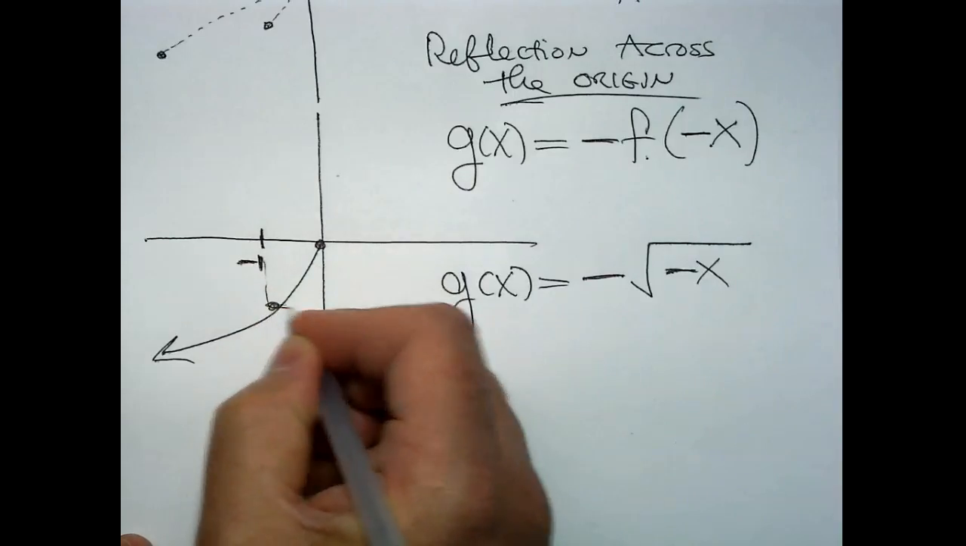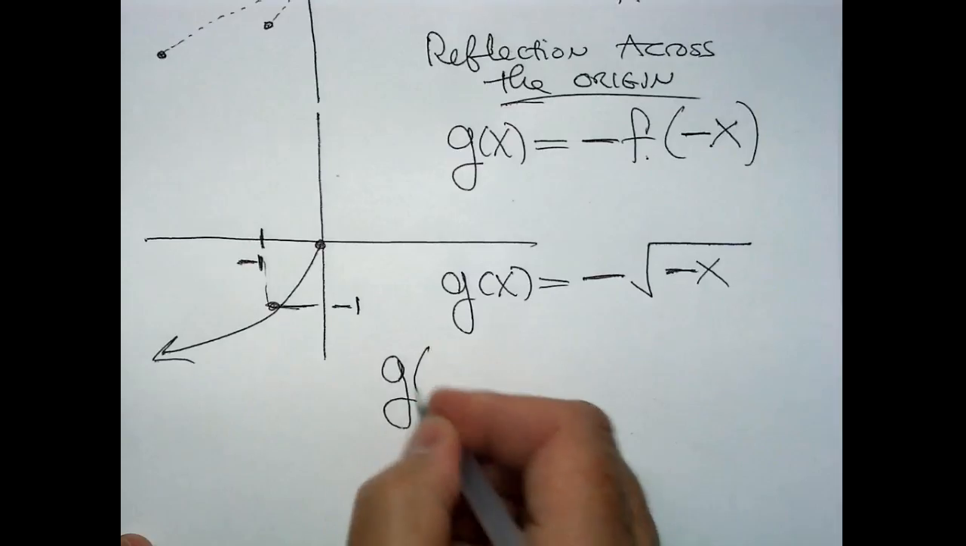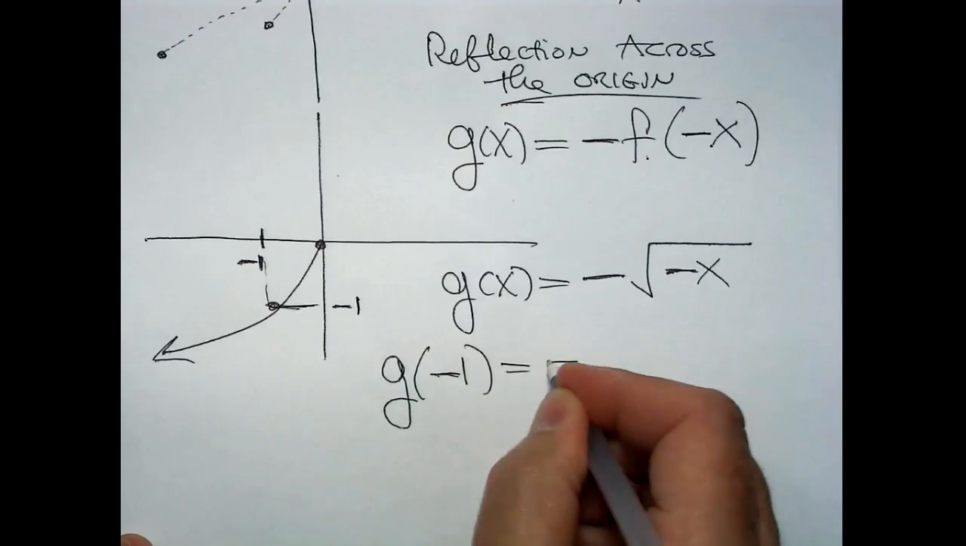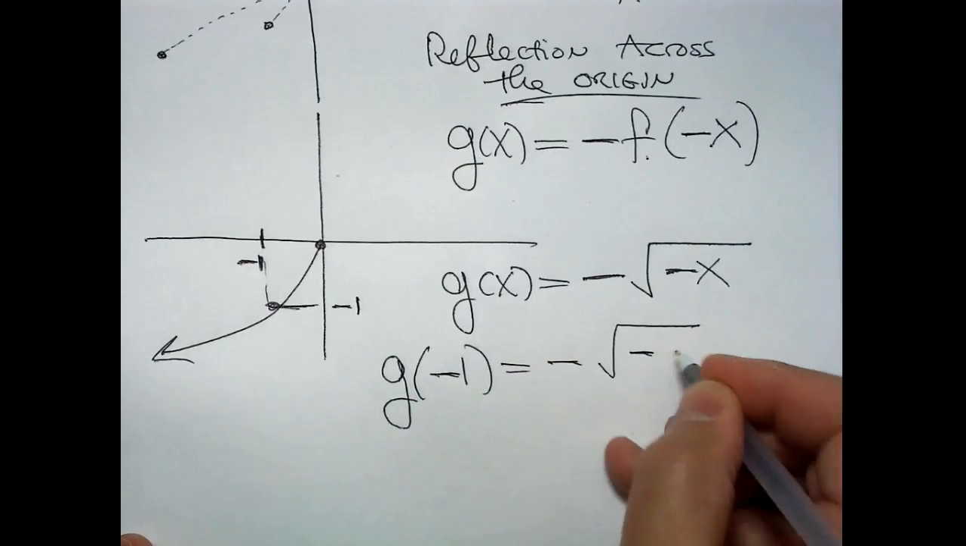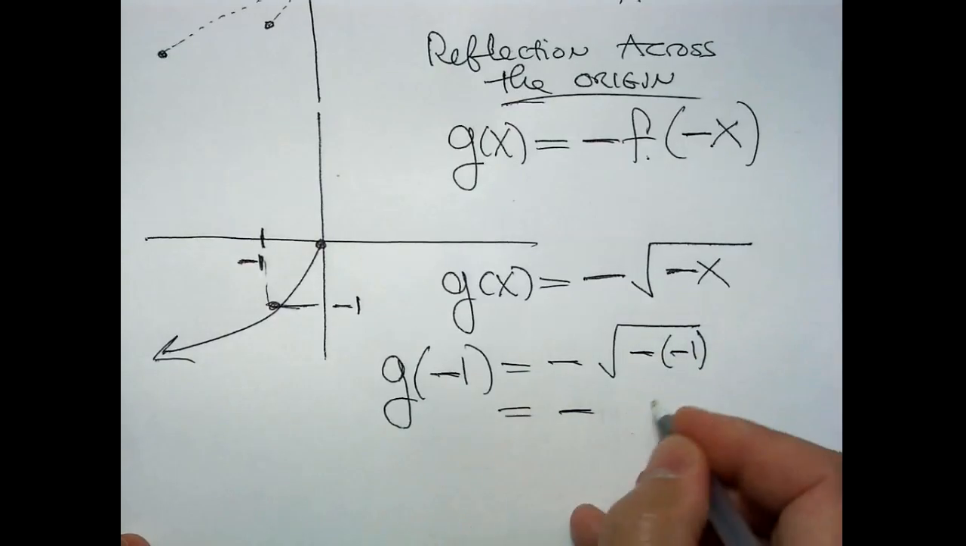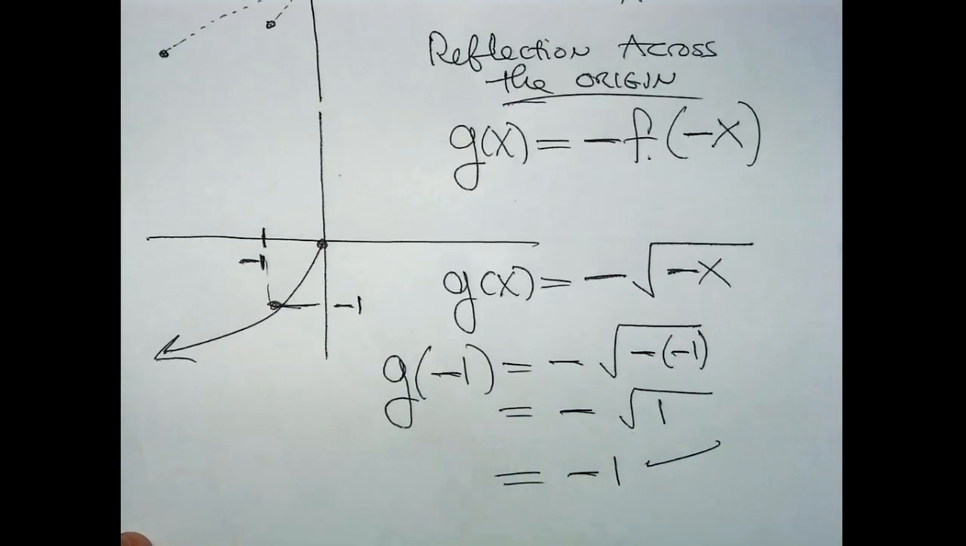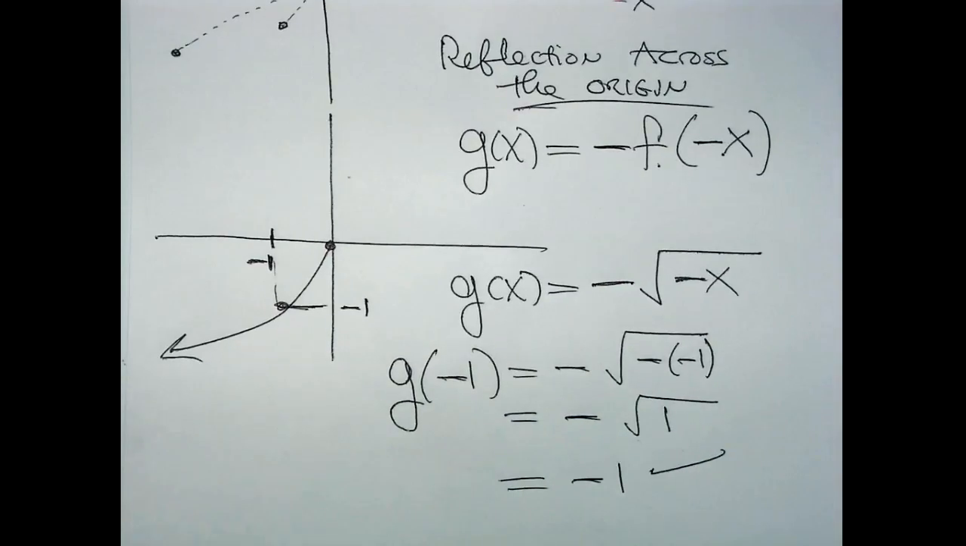It looks like it's lining up with negative 1 for y. Let's try and see if it worked. The g of negative 1 is negative the square root of negative x. Well, that worked anyway. Negative the square root of 1 is negative 1. And again, all is well. We are where we're supposed to be. So now we can do all of those reflections. And in fact, we can even do a combination of those reflections if we want to.